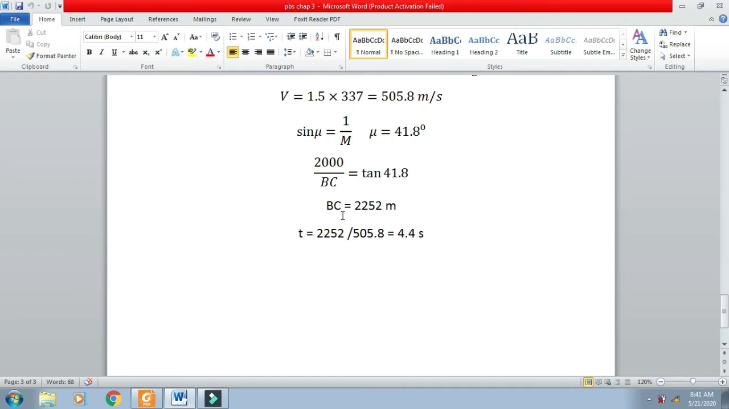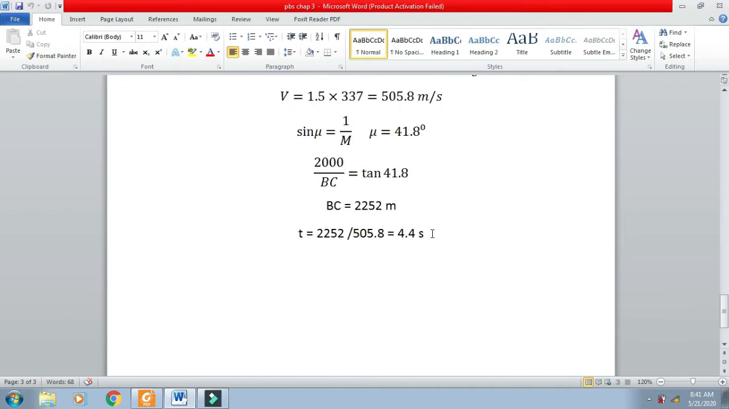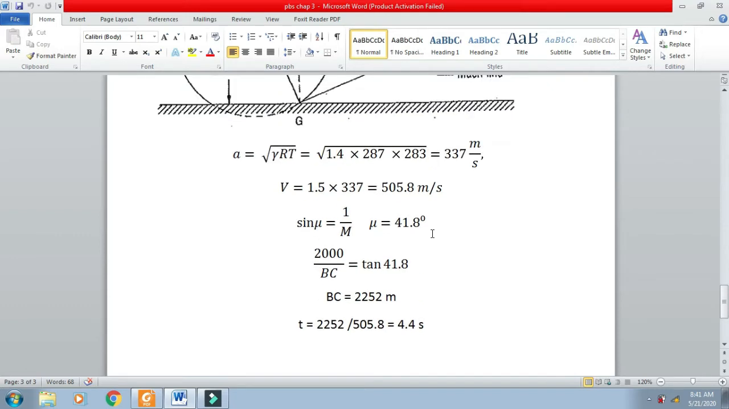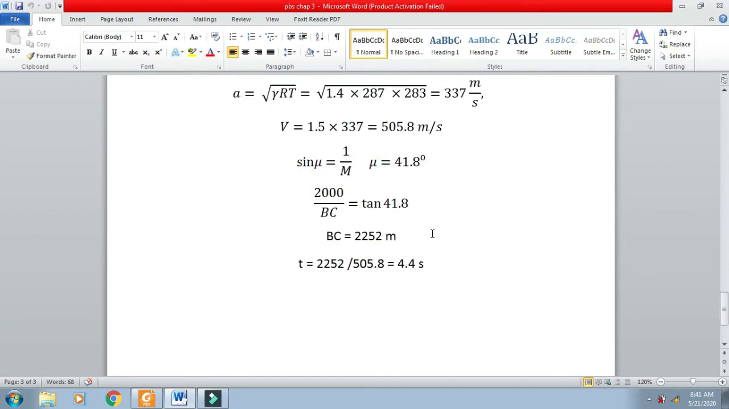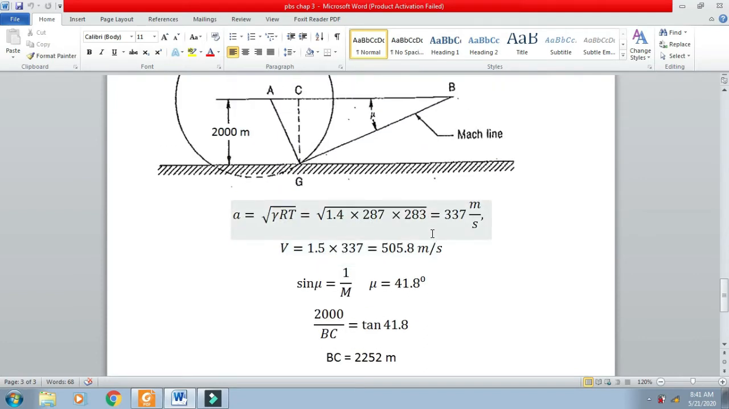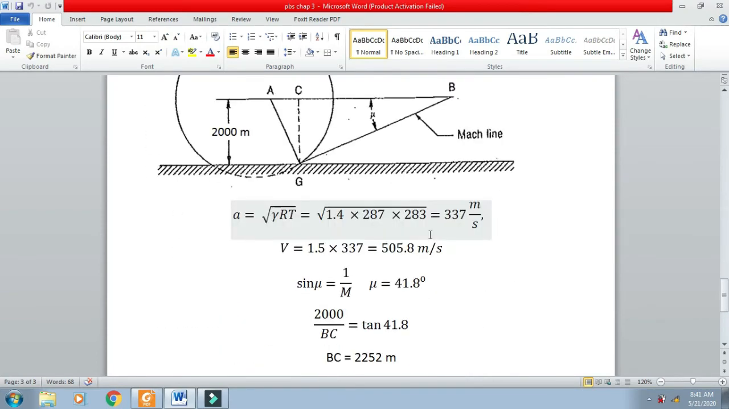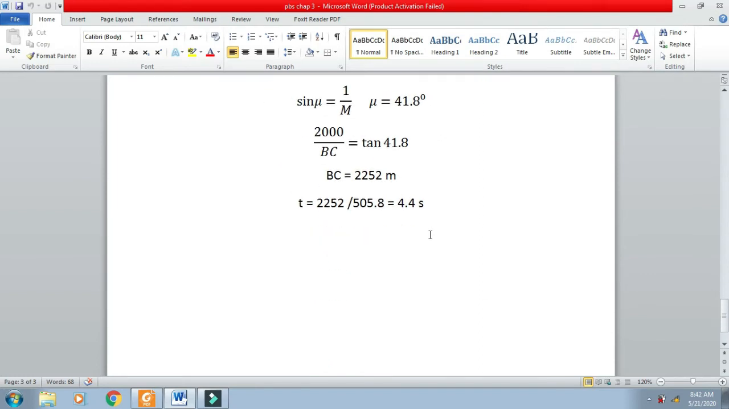So BC is calculated from the trigonometric relation. It comes out to be 2252 meters. The distance is 2252 meters. The velocity of the airplane is 505.8. This gives time equal to 4.4 seconds. So this means the observer will hear the noise of the airplane after 4.4 seconds, when it has passed directly above the observer.